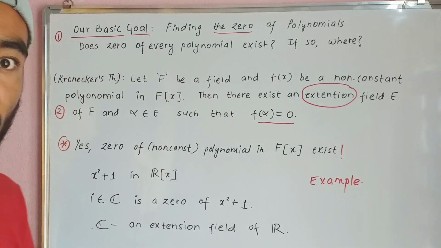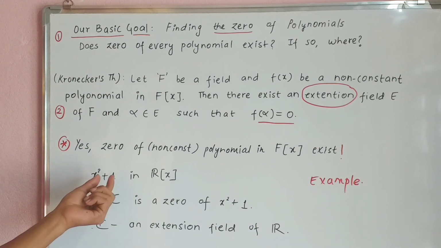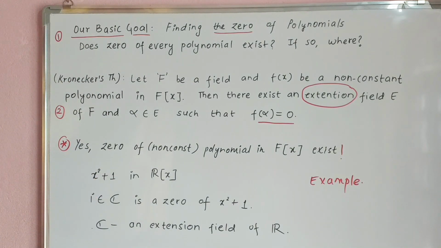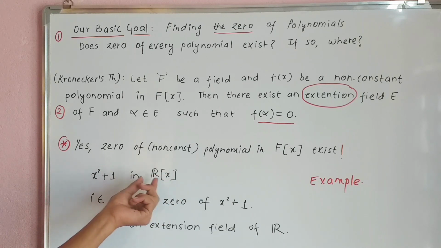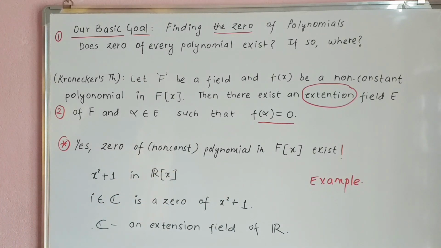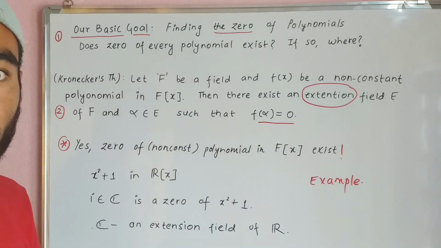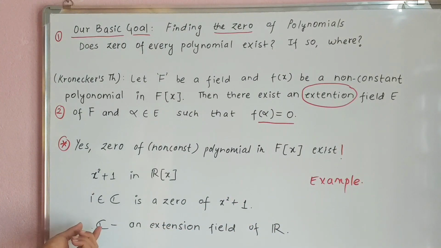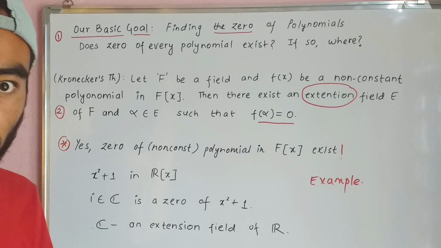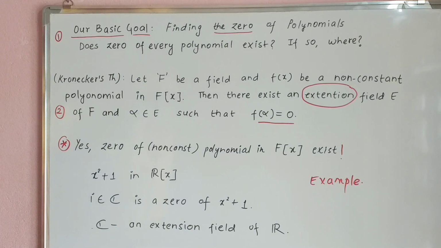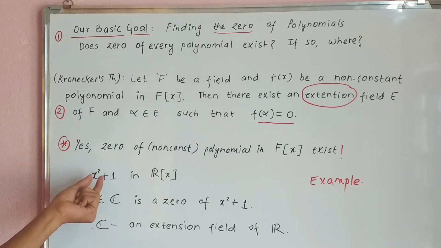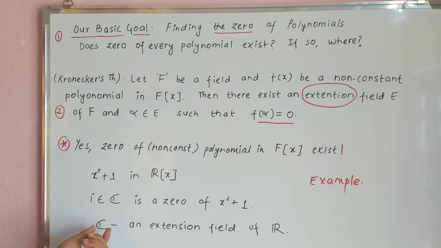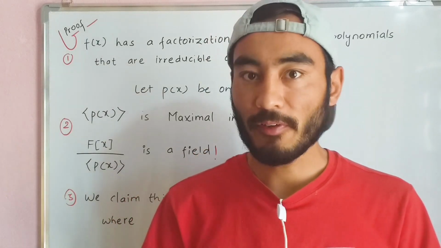Example, let us see an example. x squared plus 1 is a non-constant polynomial in R[x], the ring of polynomials over the real numbers. Then the imaginary unit i in the complex numbers is a zero of x squared plus 1. i squared plus 1 is 0. We have C is an extension field of R, and the zero of this polynomial x squared plus 1 exists in C. Now we prove this beautiful theorem.